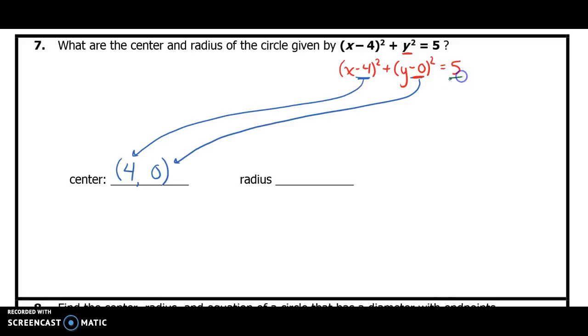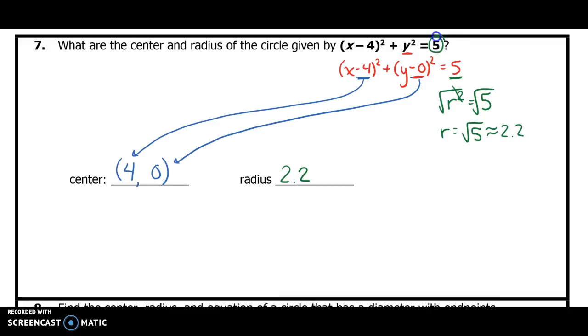For the radius, remember that in the equation, this 5 is the radius after it has been squared. So my radius after squaring ended up equaling 5. So I need to take a square root to figure out the original radius. The original radius was the square root of 5, which is approximately 2.2. That gives me my radius.